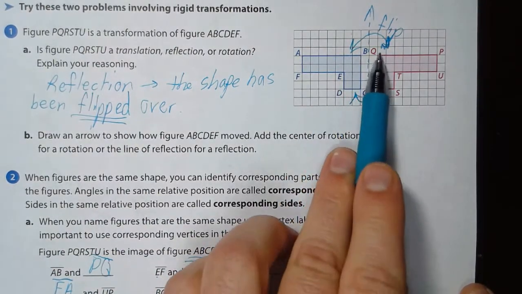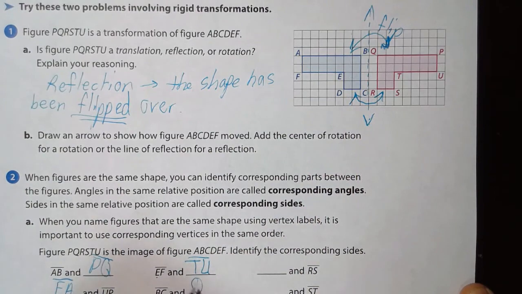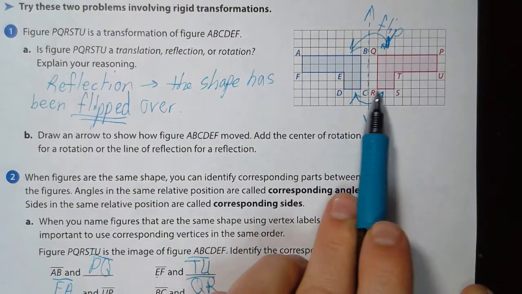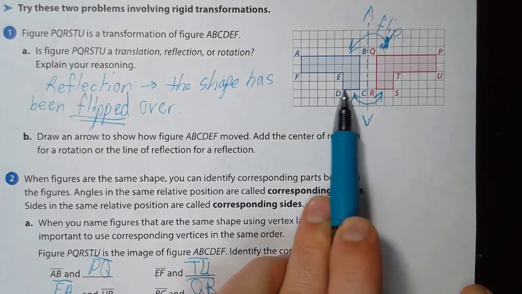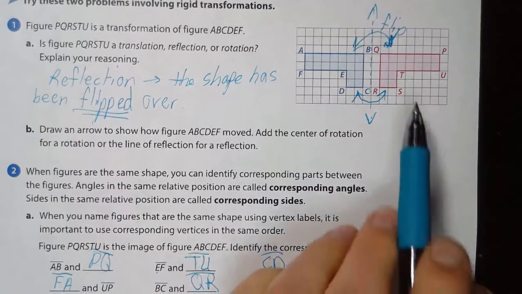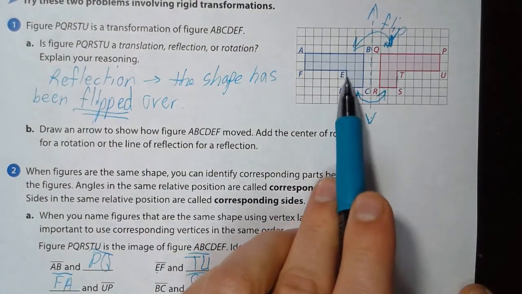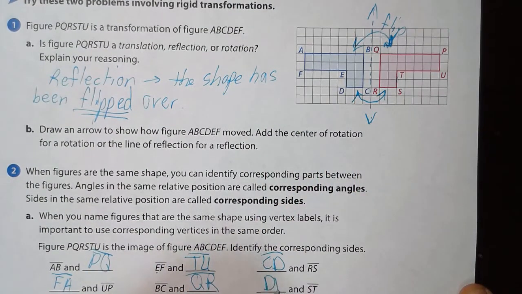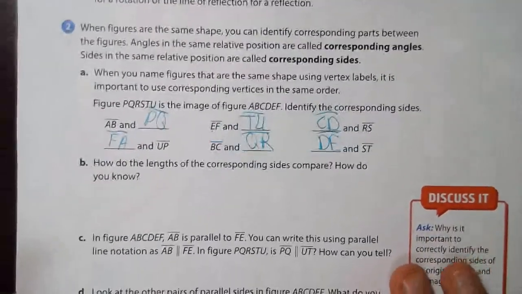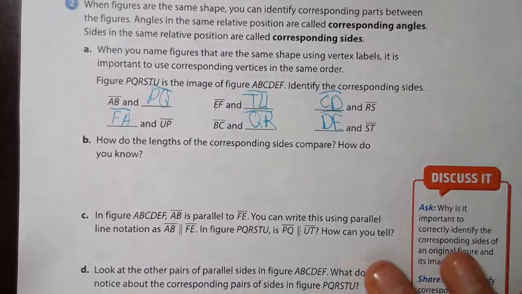BC is the same as QR. Make sure you're looking on each of these. RS is the same as CD. ST is the same as DE. Okay, how do the lengths of the corresponding sides compare?